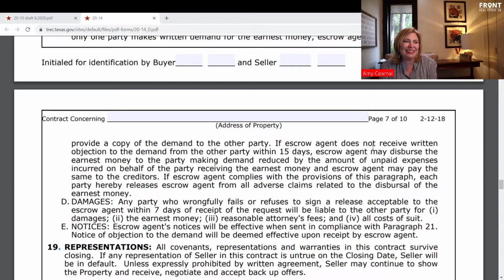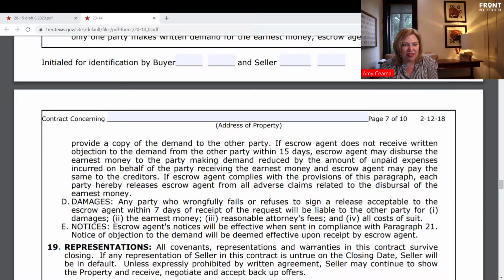All right, paragraph 18D, damages. Any party who wrongfully fails or refuses to assign release acceptable to the escrow agent within 7 days of receipt of the request will be liable to the other party for damages, the earnest money, reasonable attorney fees, and all costs of suit. Okay, I don't know that that's really needed because I feel like it says it in paragraph 17, but okay.